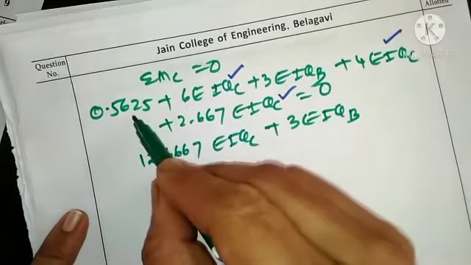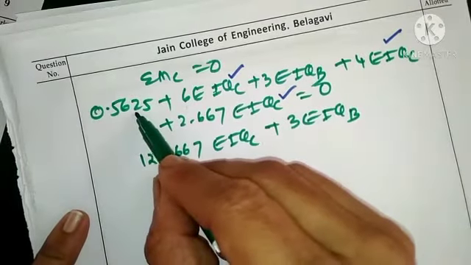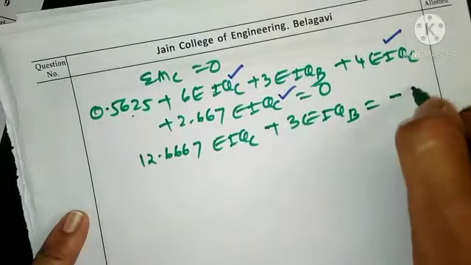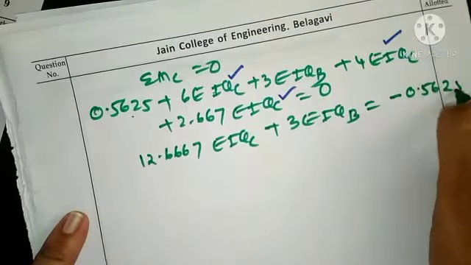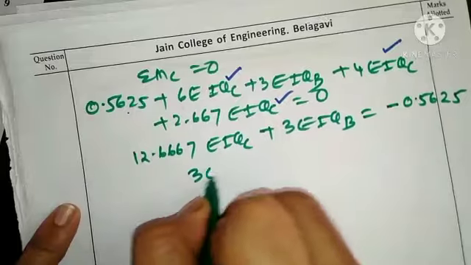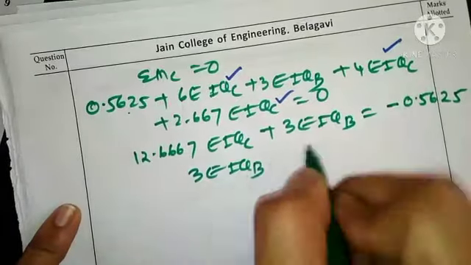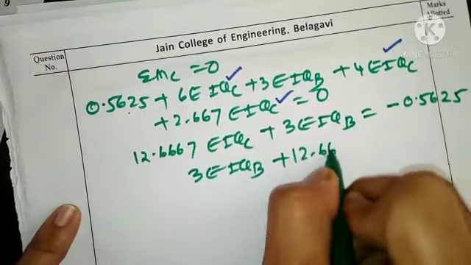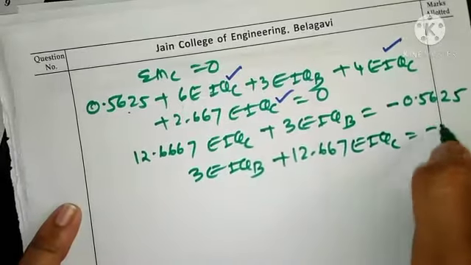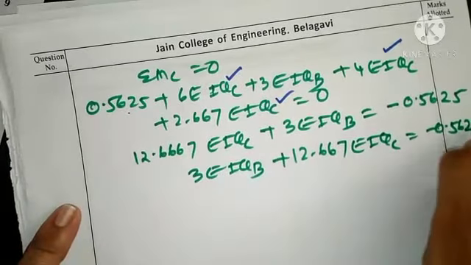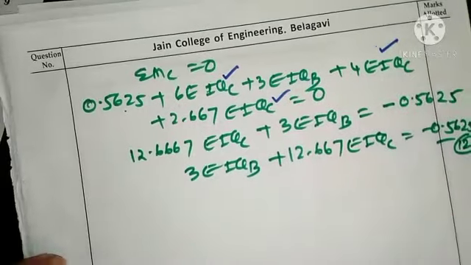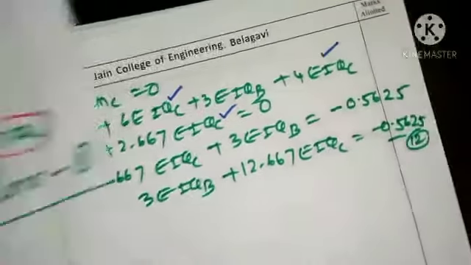Next, the last part will be 0.5625, which is positive on the left hand side. When it shifts to the right hand side, it will be minus 0.5625. Rearranging this, 3 EI theta B plus 12.667 EI theta C is equal to minus 0.5625, equation number 12. So we need to solve equation 11 and 12.